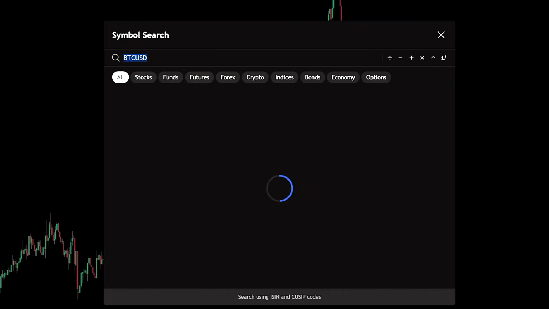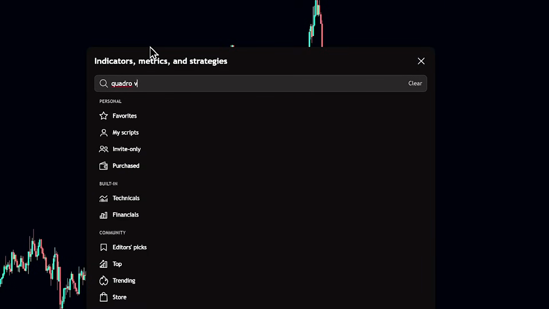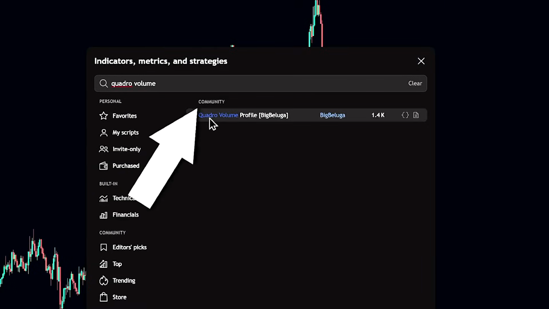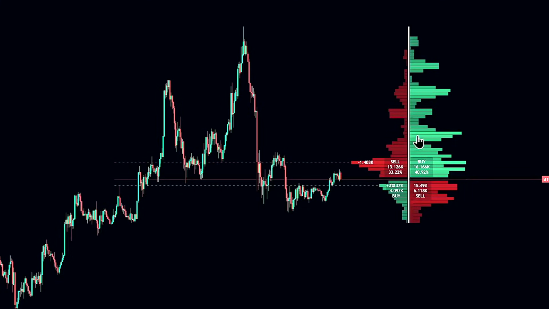Next, click on the Indicators tab and search for Quadro Volume Profile. Then select this one by my favorite, Big Beluga. Once you add it to your chart, this is what it's going to look like.